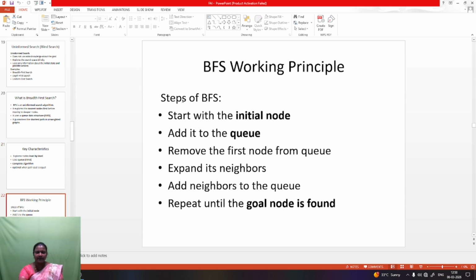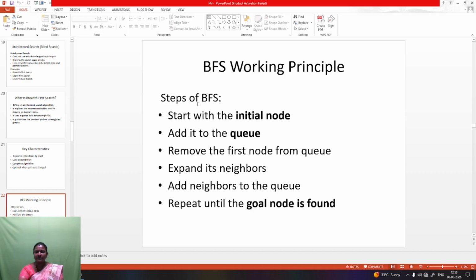The working principle and steps. The following steps are followed by the breadth first search algorithm. You start with the initial node or parent node and add it to the queue. First we have to visit the parent node, and after visiting we add it to the queue. Then remove the first node from the queue and expand its neighbors. Here neighbors are children. After visiting the neighbors, add them to the queue. Repeat until the goal node is found.